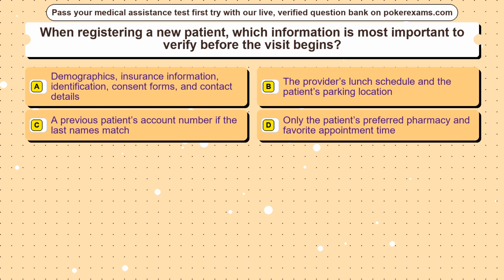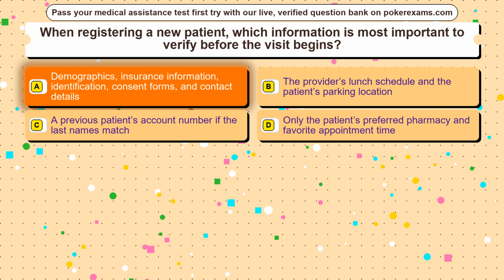Question 100. When registering a new patient, which information is most important to verify before the visit begins? Option A. Demographics, insurance information, identification, consent forms, and contact details. Option B. The provider's lunch schedule and the patient's parking location. Option C. A previous patient's account number if the last names match. Option D. Only the patient's preferred pharmacy and favorite appointment time.